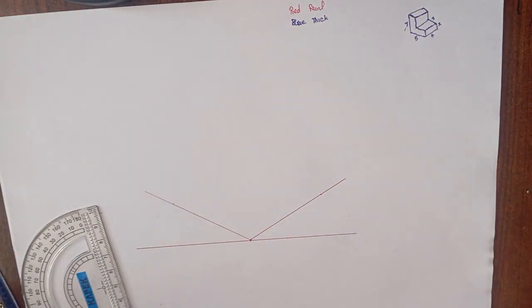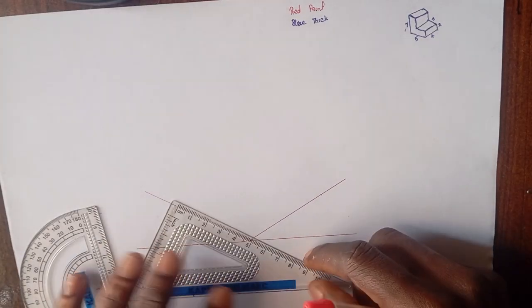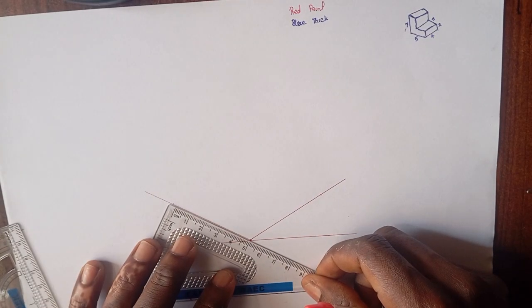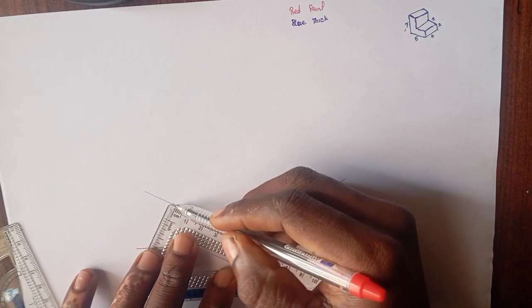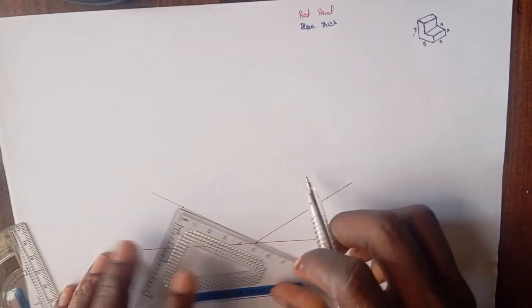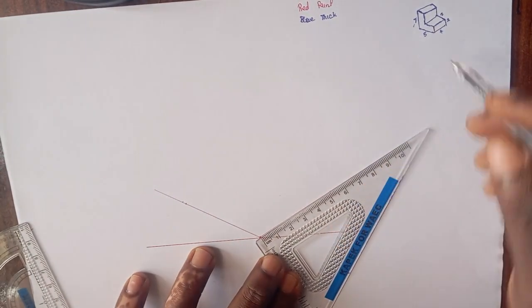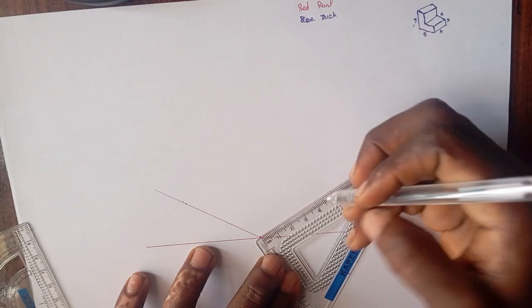So I've extended this, but what did they give us for this side? They said 5. So I come here. I'll be using this place as my scale rule. Come here, measure my 5. Okay, this is my 5. 1, 2, 3, 4, 5. Right? I come to this other side and measure my 4, which was given here as 4.